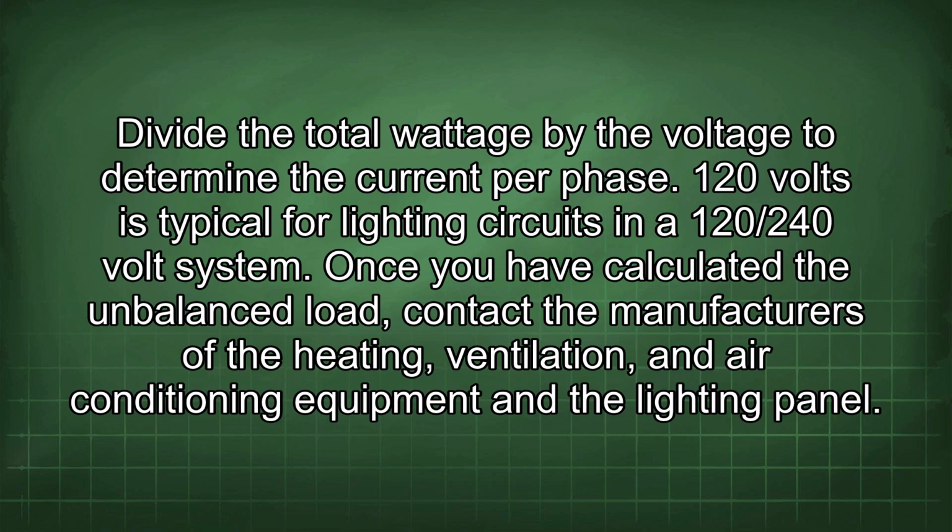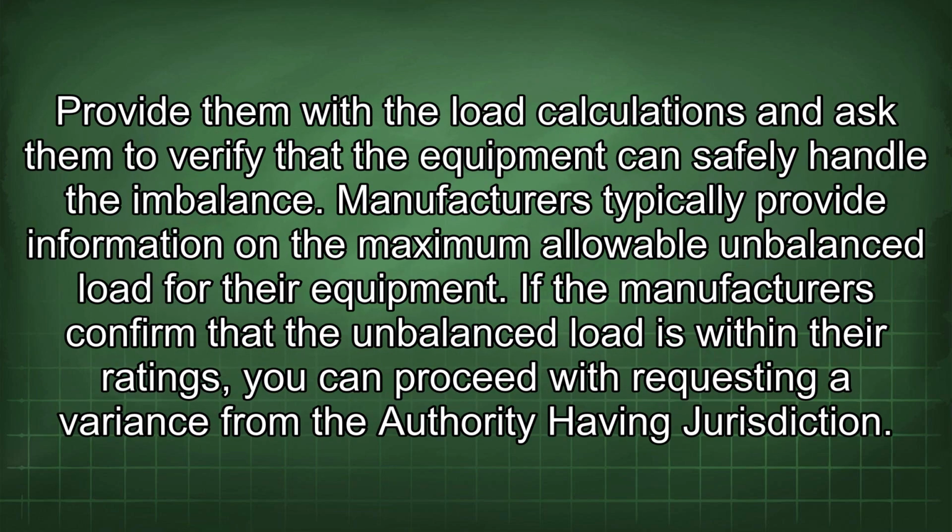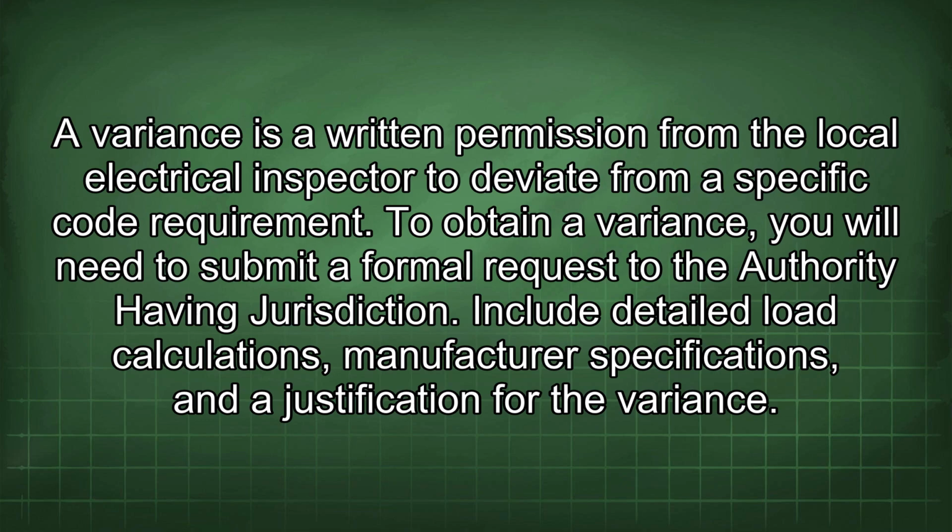Once you have calculated the unbalanced load, contact the manufacturers of the heating, ventilation, and air conditioning equipment and the lighting panel. Provide them with the load calculations and ask them to verify that the equipment can safely handle the imbalance. Manufacturers typically provide information on the maximum allowable unbalanced load for their equipment. If the manufacturers confirm that the unbalanced load is within their ratings, you can proceed with requesting a variance from the authority having jurisdiction. A variance is a written permission from the local electrical inspector to deviate from a specific code requirement.